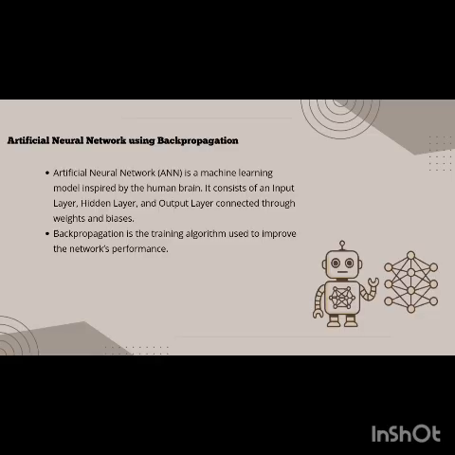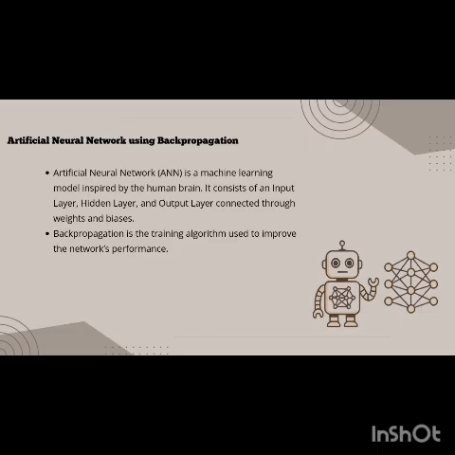It consists of an input layer which receives input data, hidden layers which process the data, and an output layer which produces the final result. Each neuron is connected using weights and biases. Those neurons are connected like how neurons are connected in the human brain.